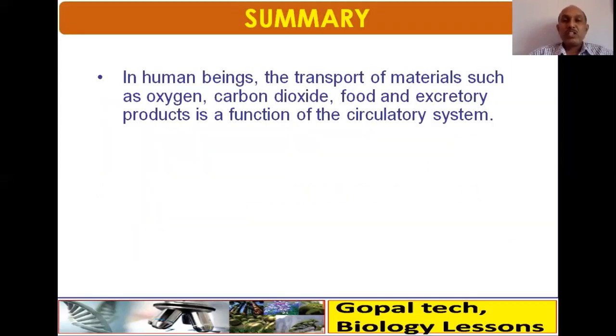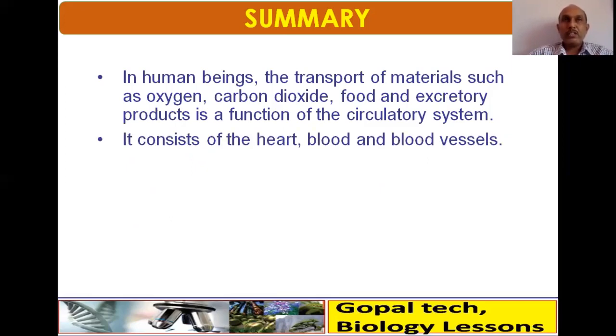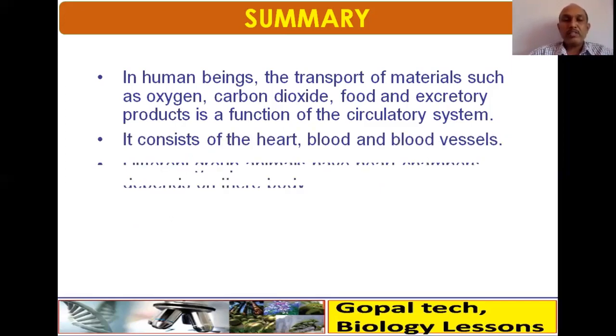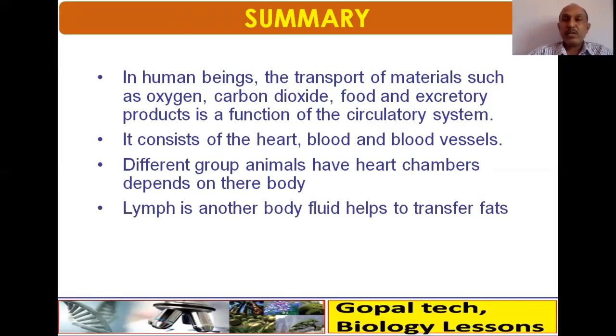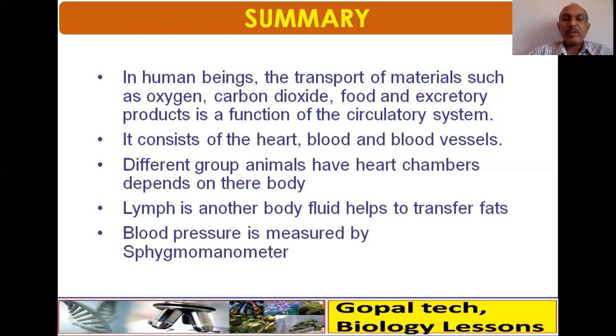In human beings, the transport of materials such as oxygen, carbon dioxide, food, excretory products is the function of our circulatory system. It consists of the heart, the blood and blood vessels. Different groups of animals have heart chambers of a different number, maybe two, three chamber, four chamber. Lymph is another body fluid that helps to transfer the fats, and blood pressure can be measured by sphygmomanometer.